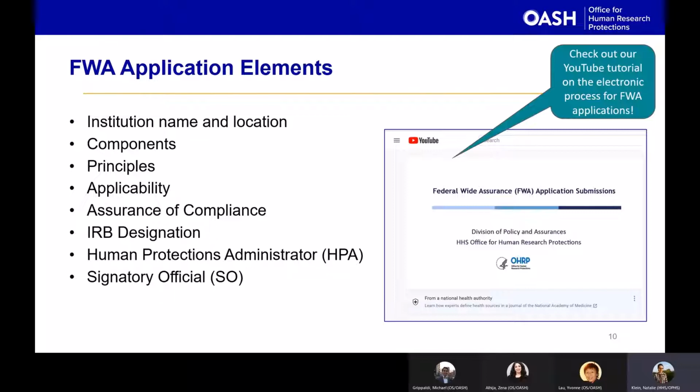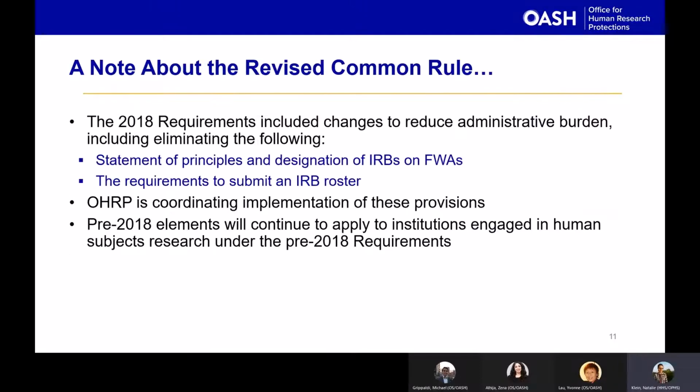Just a note for those of you wondering about the revised Common Rule and its impact on FWAs. The 2018 Common Rule included burden-reducing changes to assurance-related requirements. For instance, these changes eliminated the requirement for assurances to include a statement about ethical principles and designation of an IRB. The revised Common Rule also eliminated the requirement to provide IRB membership rosters, although this is a requirement that our office has operationalized through the IRB registration process and not through the FWA application.